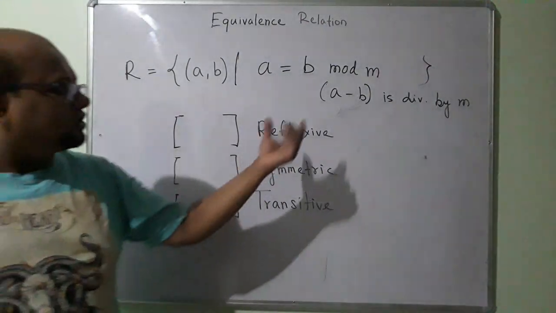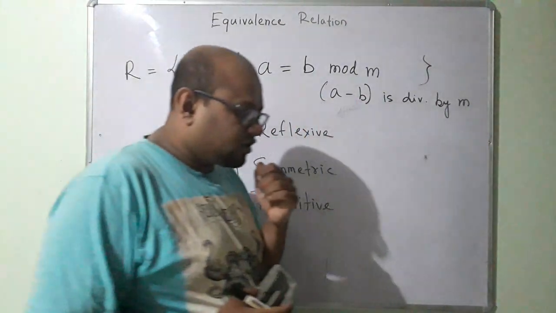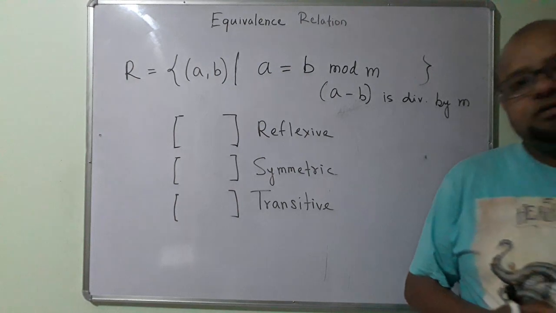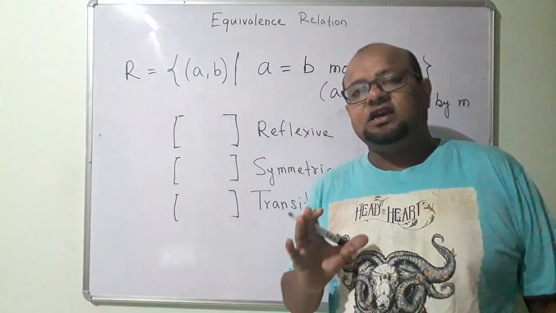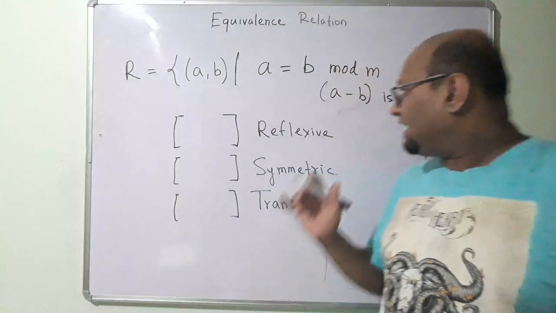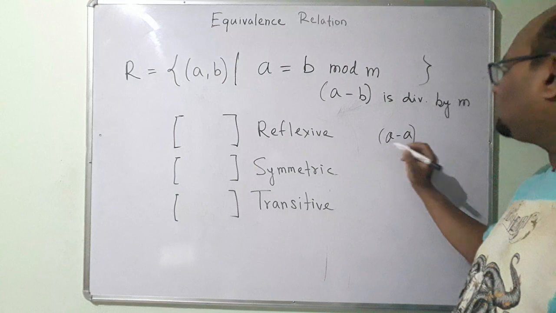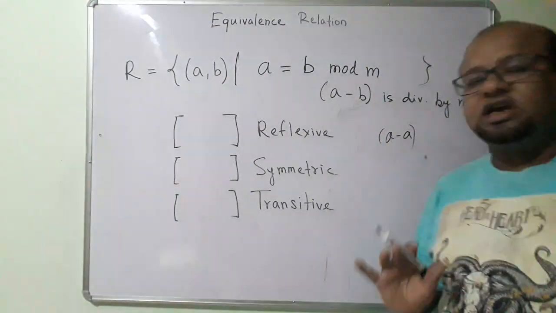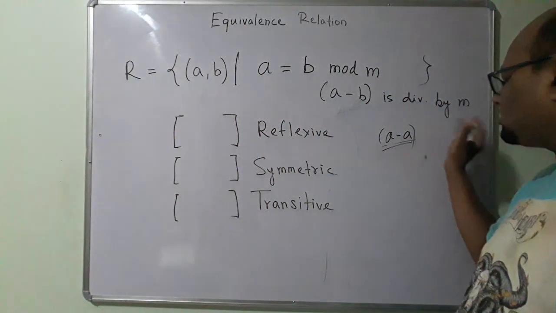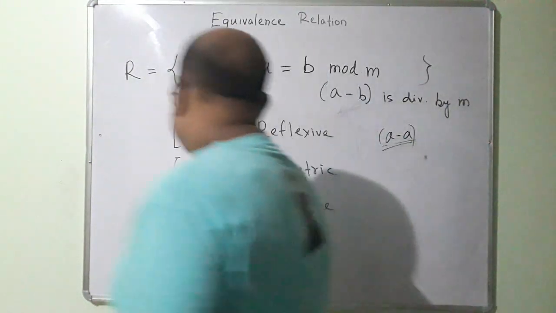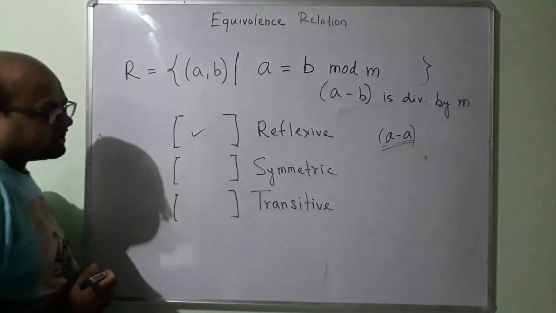Is it reflexive? A minus A, B minus B, C minus C is 0. So is A minus A divisible by M? M is some positive integer. Yes, 0 is divisible by any positive integer. So it is reflexive.